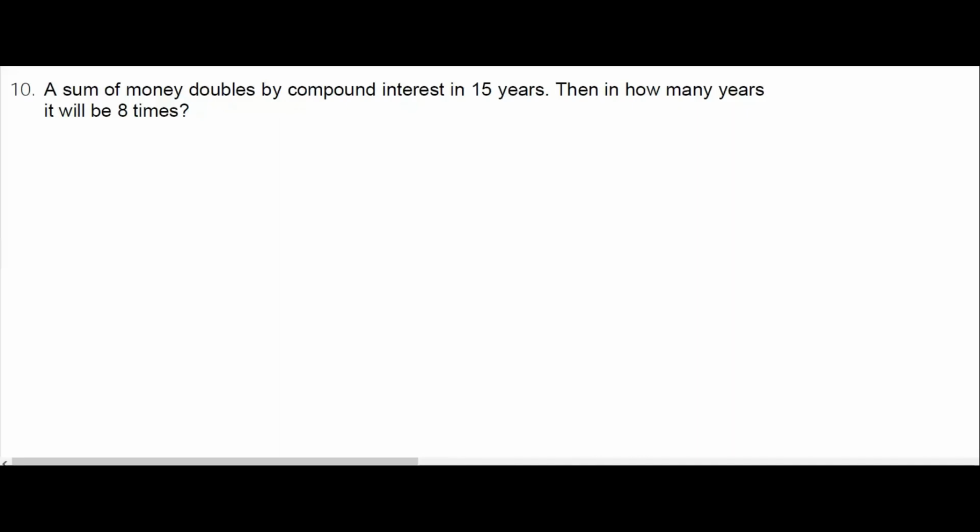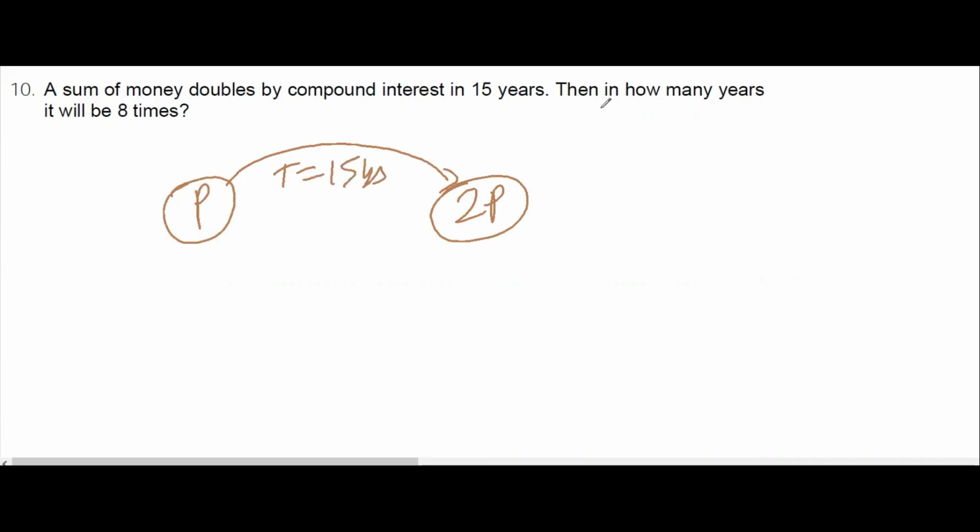Question number 10. A sum of money doubles by compound interest in 15 years. So I have a sum of money P. This will become double, which means 2P, and T is 15 years. Then in how many years will it become 8 times? This T, or N, I need to find.